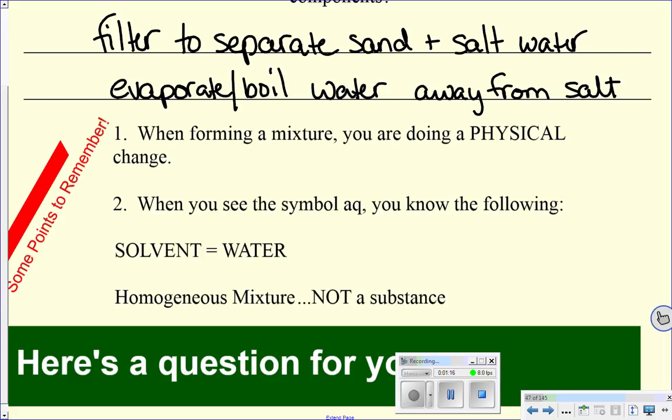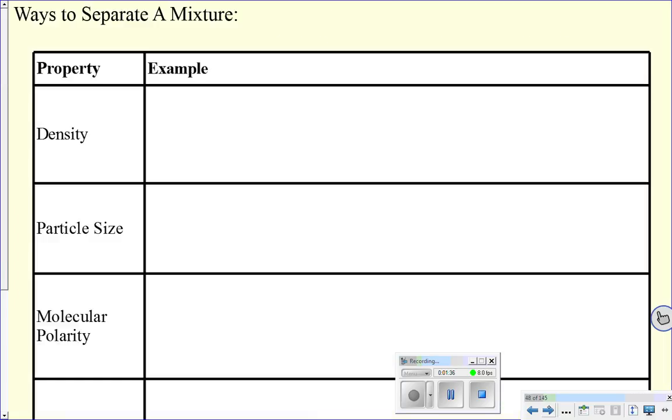You don't necessarily need to write these down, but you should keep in mind that when you see the symbol AQ, your solvent is water, and we're not talking about a substance. What's very important at this point is to keep in mind that an aqueous solution cannot be separated by filtration. We need to use another method, and typically boiling away the water is the method that we choose. So there's some different ways you can separate a mixture.